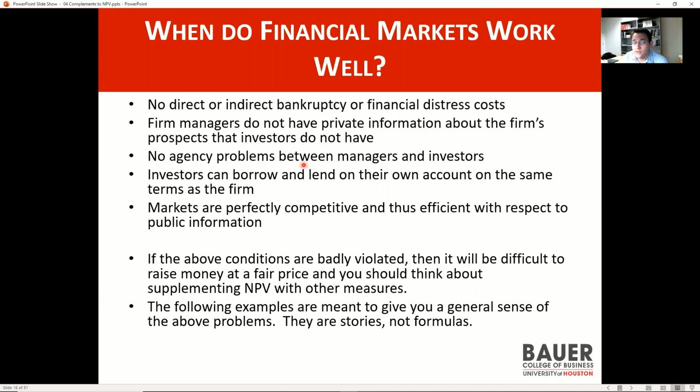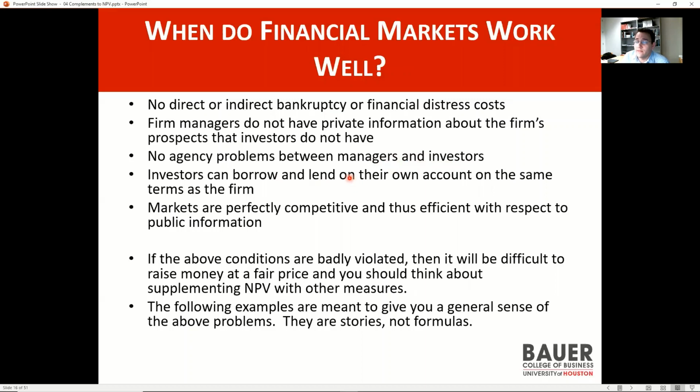Likewise, there can't be any conflicts of interest between managers and investors. That's what agency means. Managers are the agents of the investors. They're supposed to do what the investors want. So if there's a conflict of interest here, then managers may not want to do what the investors want them to do. And if that's the case, then again, it may not be so easy to raise money when you need it, and NPV may not work well.